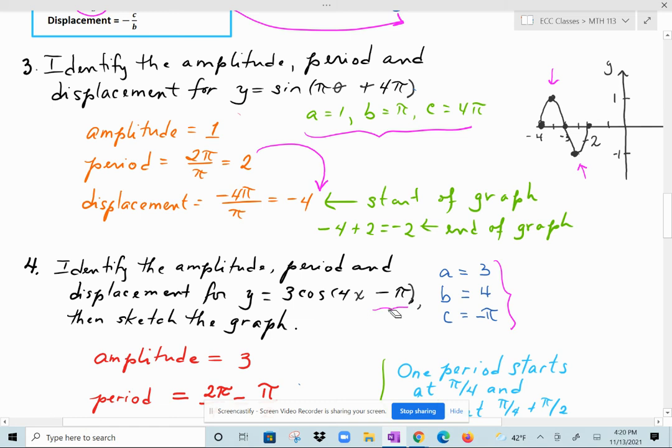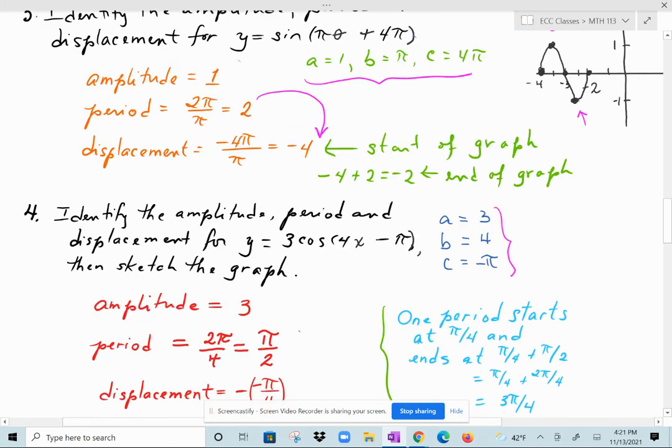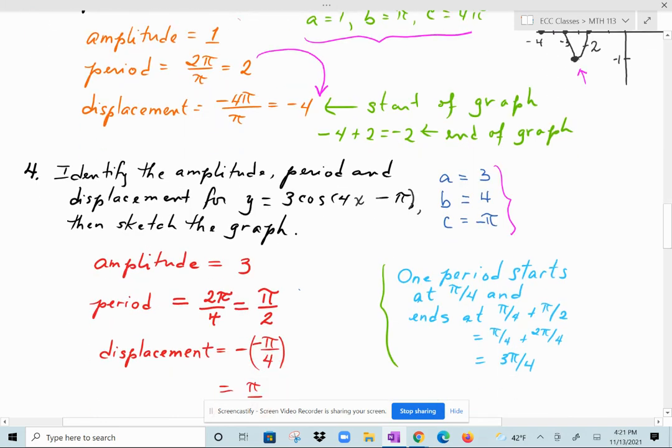So amplitude is the absolute value of A, so we get a value of 3. The period is 2 pi divided by B. So 2 pi divided by 4 gives me a period of pi over 2. So it takes pi over 2 units to go through one wave.